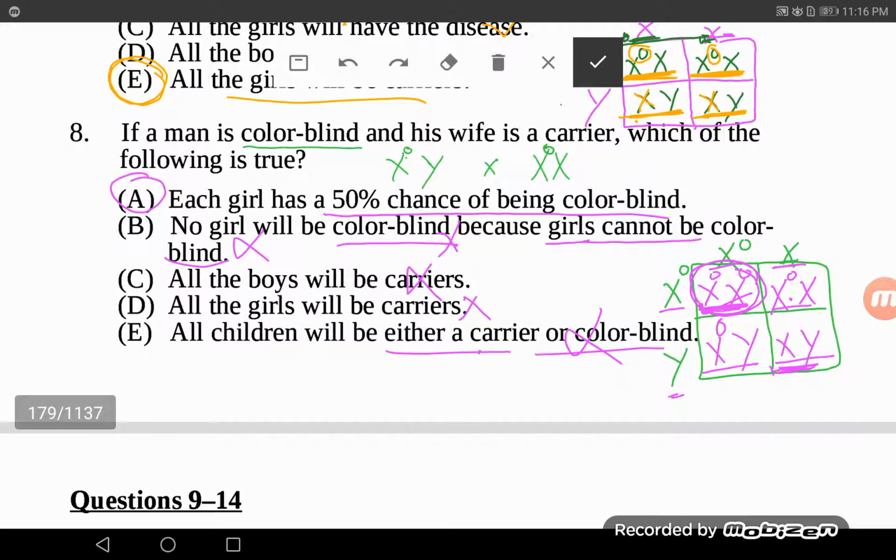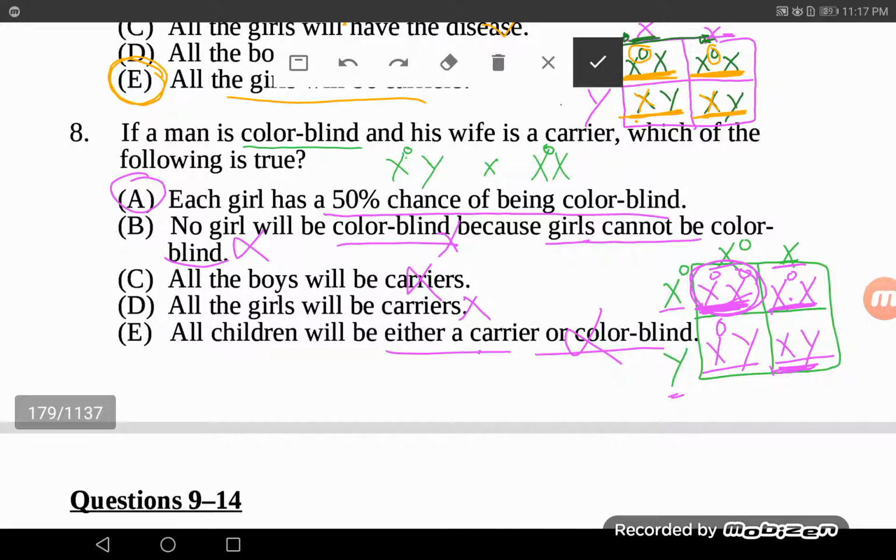Each girl has a 50 percent chance of being colorblind, because one of them will be just a carrier. It's like the normal case. She is just carrying the disease, but she is not showing any symptom or sign of it. While one of the girls, among these two, surely will show the symptoms of that disease.